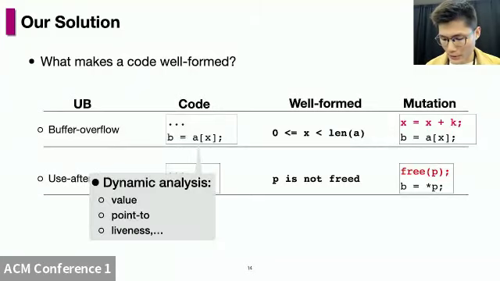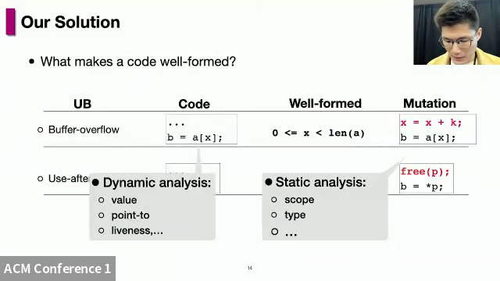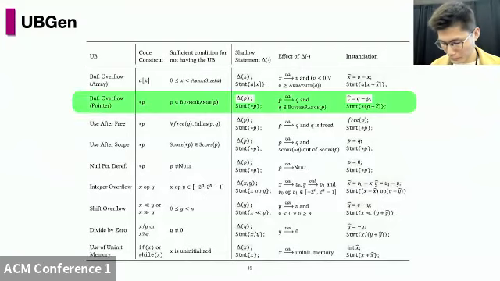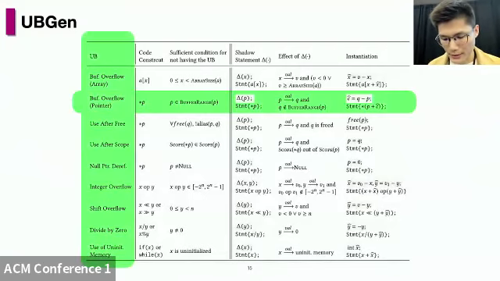And in practice, we need to use both dynamic analysis and static analysis to get all kinds of detailed information about the program. In our paper, we introduce how we abstract the bug patterns at a high level to introduce such bugs in general to the programs. And we did this for all popular undefined behaviors that are supported by the current sanitizers, like buffer overflow, use-after-free, integer overflow, and so on.